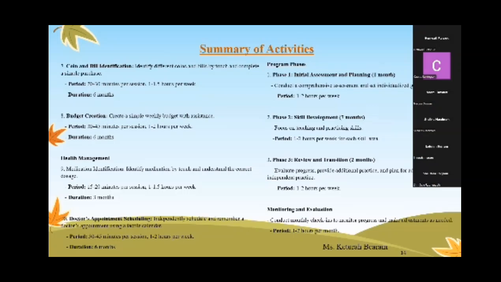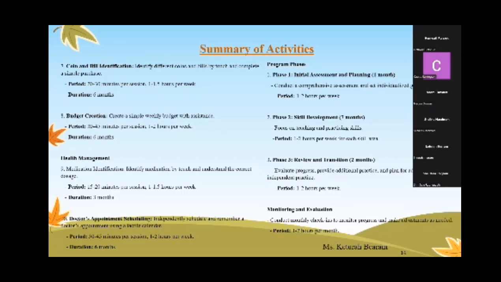Health management, medicine identification. Identifying medication by touch and understanding the correct dosage. This period will be for 15 to 20 minutes per session, 1 to 1.5 hours per week. This duration will be for 3 months.